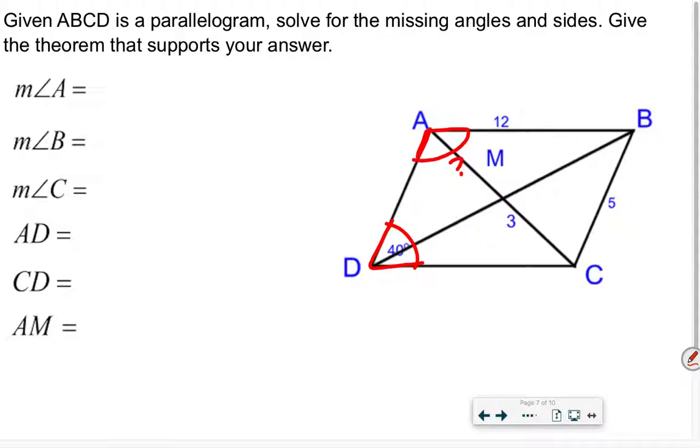Grace, angles A and D, are those opposite angles or are those consecutive angles? Consecutive. So do they equal each other or equal 180? 180. Very good. So if I'm looking for angle A, I would just subtract away the 40 degrees because it has to be supplementary to any angle next to it. So if I take 180 minus 40, anybody, what do I get? 140. Okay, that's all of angle A.